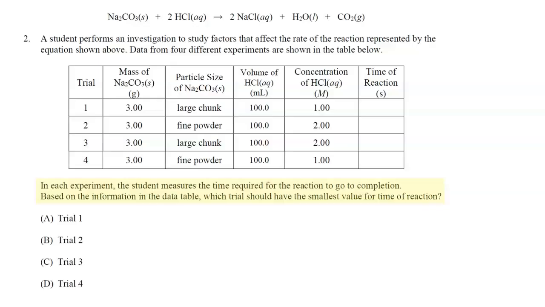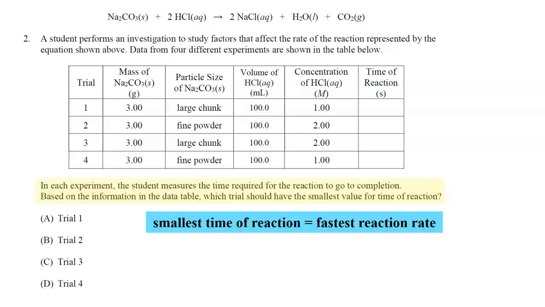Based on the information in the data table, which trial should have the smallest value for time of reaction? Now, be careful that you understand what that means. Smallest value for time of reaction does not mean slowest reaction rate. In fact, just the opposite. The smallest time of reaction would be the fastest reaction rate. In other words, it takes less time for the reaction to go to completion. So we're looking for the fastest reaction rate, and we're focusing on things like particle size and concentration.